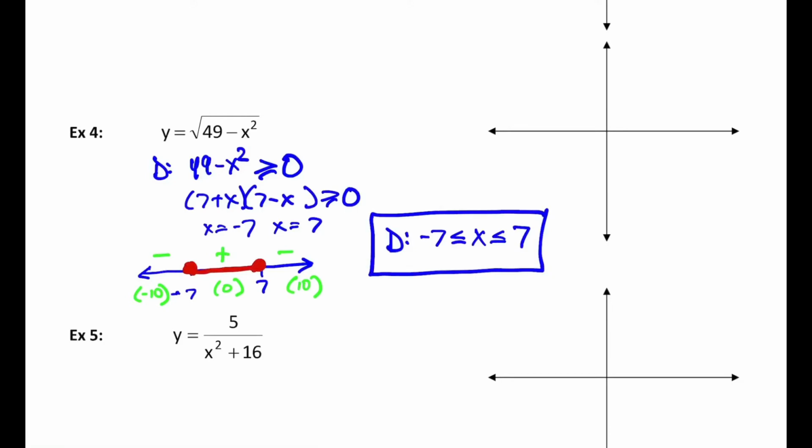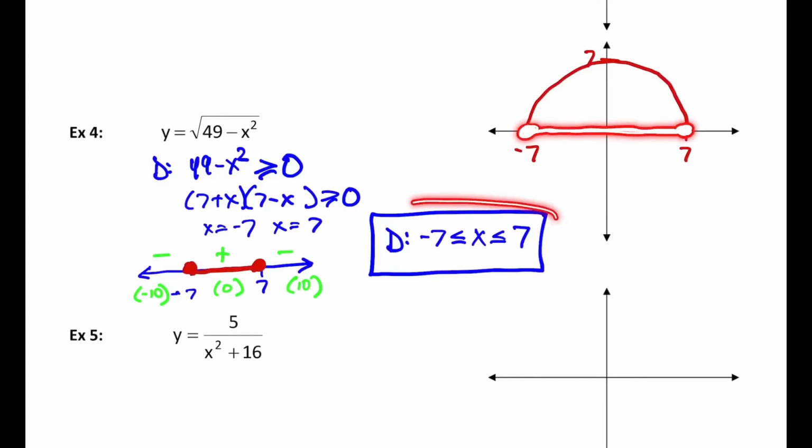Now again, you don't know how to graph this by hand, but if you were to throw this into the calculator, you're going to get something that kind of looks like this. Negative 7, 7, 7 on the y-axis, and basically you get a half circle. So if you think about the x values that are defined in this function, it's going to be all of these and only those. So between negative 7 and 7 inclusive, and that's how you write that interval.